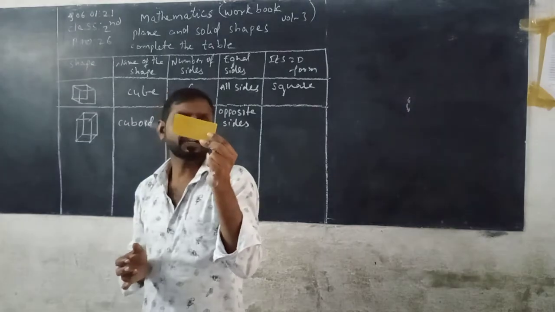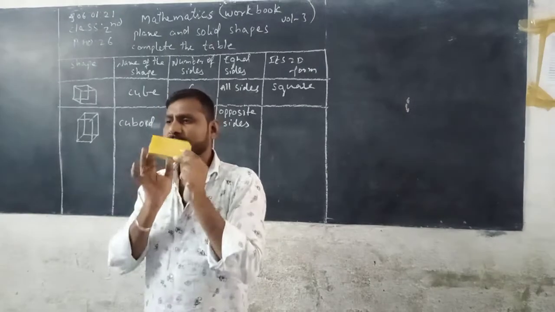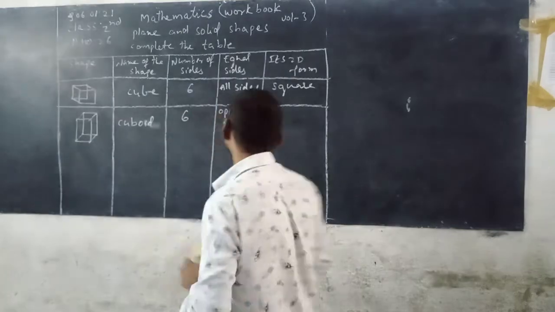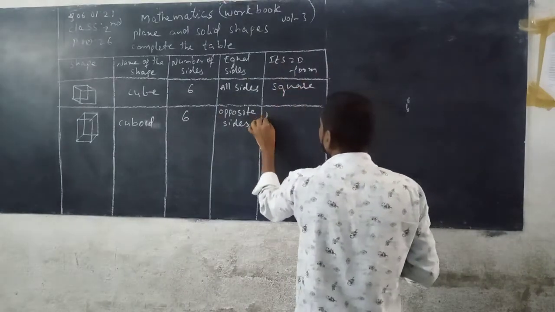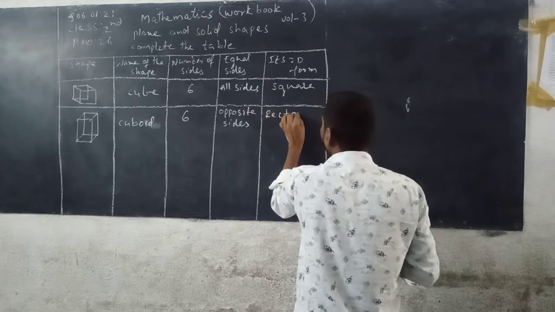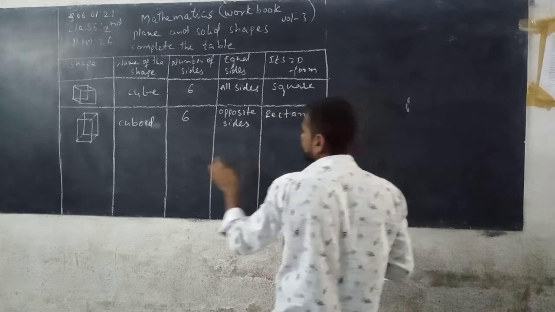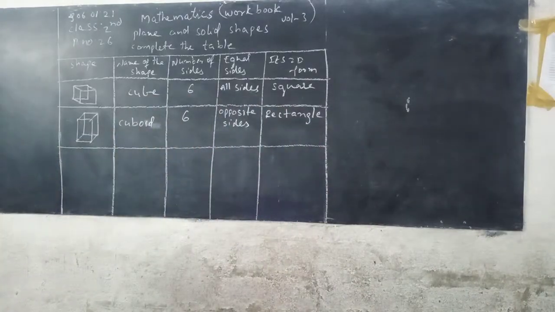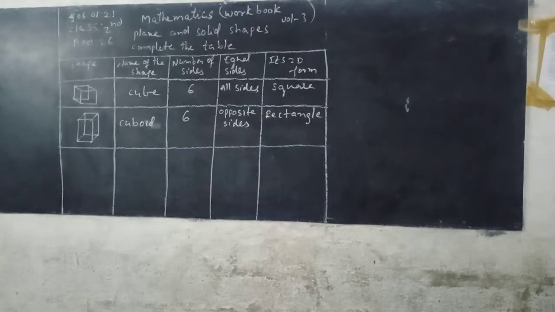So this is a 3D shape, and the 3D cuboid becomes a rectangle, that is a 2D shape. So its 2D shape is rectangle. Right. Now, the spelling of opposite: O-P-P.